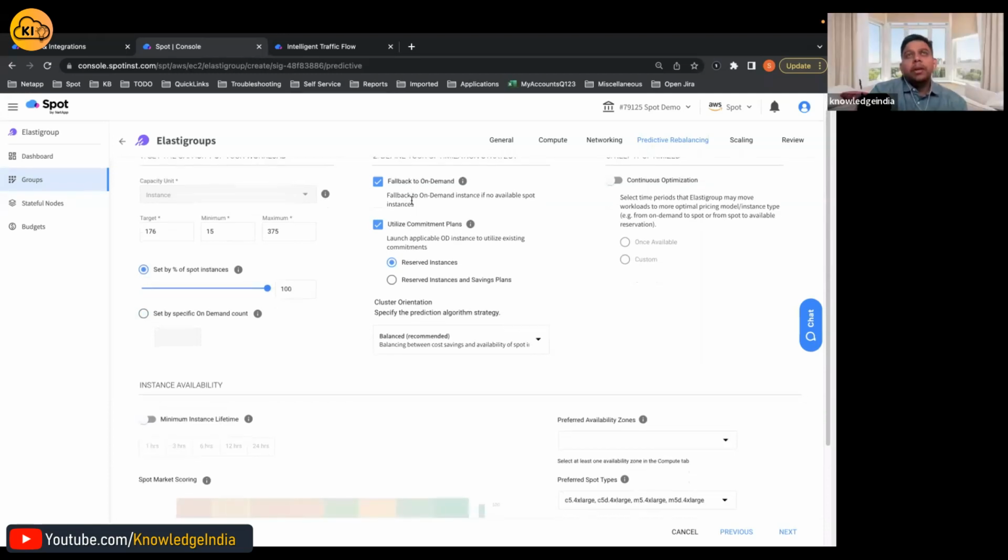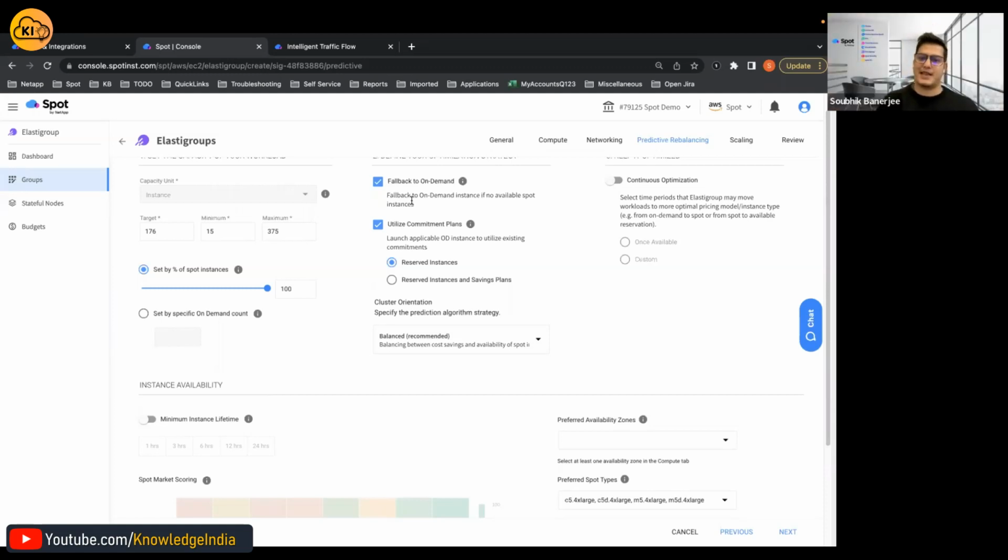Yeah, or for that matter, let's say there is a backend batch processing which doesn't have really that stringent end timeline. So it's okay, I need not go to on demand. Let there be an interruption for some time. Once the spot instances are available again, I'll do the processing at lower cost. That's correct.